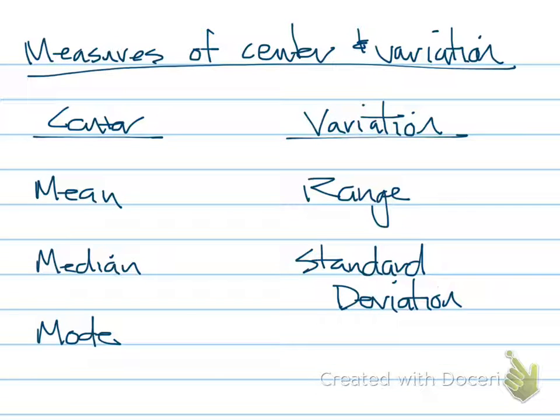In this lesson, we're going to be looking at some of the main measures that are used in statistics, measures of center and variation. The measures of center that we're going to be looking at are mean, median, and mode. The measures of variation we will be looking at are range and standard deviation.